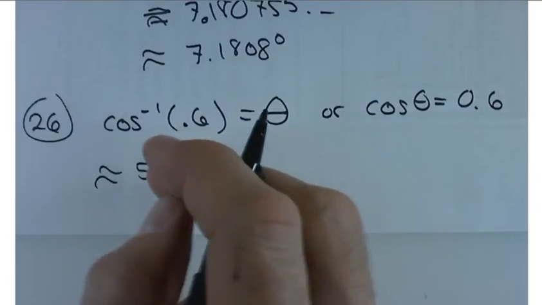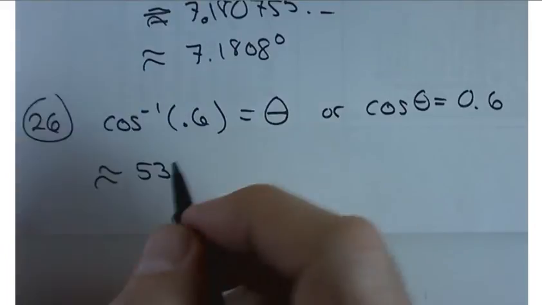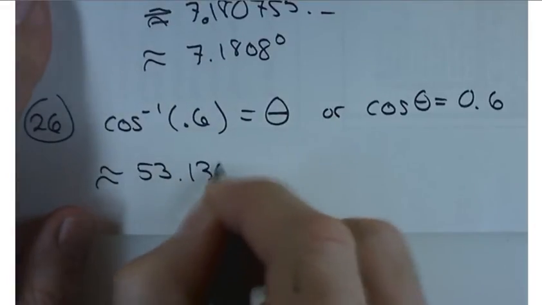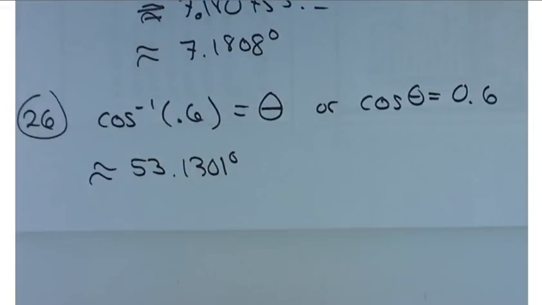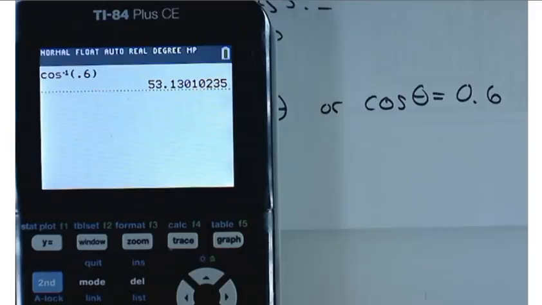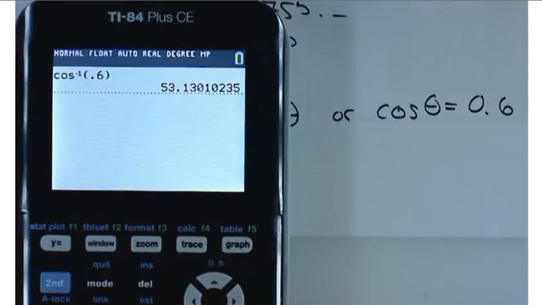What are you getting? 53.1301 degrees. Good. How could you check it? If you're looking at that going, yeah, I just don't know. How could you check it? Yeah. In fact, here's an easy way to check it.